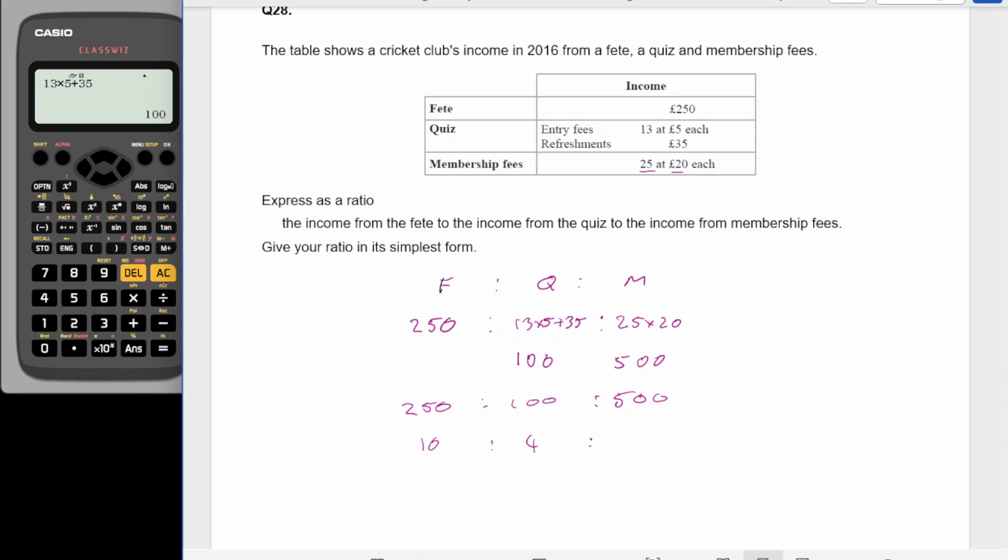Actually, all of them have got 50 in common, so let's go by that instead. 250 divided by 50 is going to be 5. 100 divided by 50 would be 2. And then 500 divided by 50 would be 10. We're looking at 5 to 2 to 10.